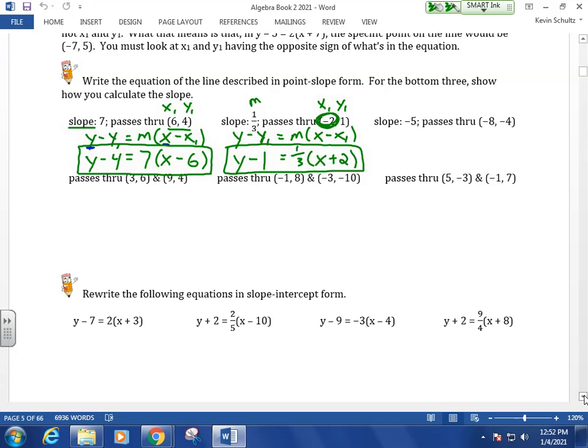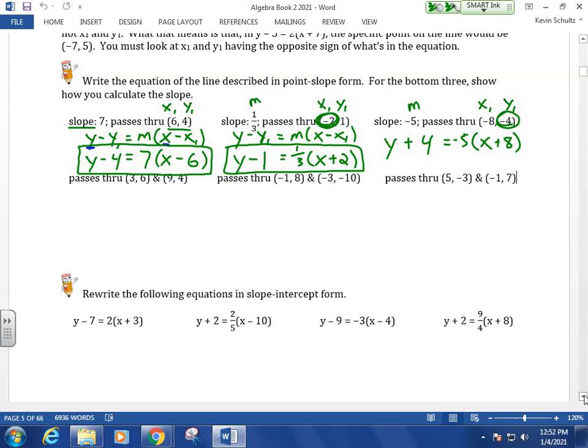Slope of -5 passes through (-8, -4). So here's our slope, here's our x1 value, and there's our y1 value. In the equation, the y and the x remain y and x. We can plug in the slope, -5. And since this y1 value is negative in the ordered pair, instead of writing y minus -4, we're just going to write y plus 4. Whenever you have a negative value in the ordered pair, in the formula it's going to be plus, because the subtraction sign and that negative sign cancel out. The same thing happens with our x. Instead of x minus -8, it's going to be x plus 8.